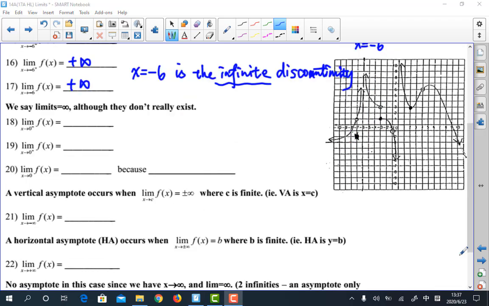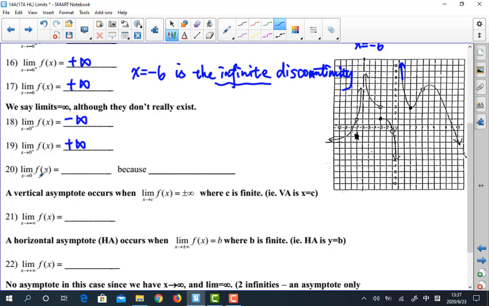Let's look at another infinite discontinuity in this graph. It happens when x is approaching 0. When x is approaching 0 from the left-hand side, we can see the y goes down infinitely. So this limit value is going to negative infinity. On the other side, when x is approaching 0 from the right-hand side, you look at this piece of the graph, the y value is going up forever. The y is approaching positive infinity.